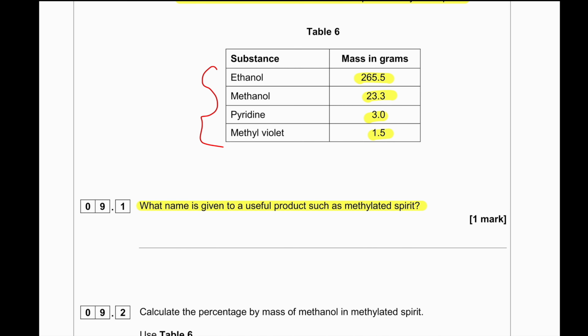Methanol is used to produce methanoic acid. What type of substance reacts with methanol to produce methanoic acid? In order to convert any alcohol to a carboxylic acid, we must carry out a process of oxidation. So to do oxidation, we require an oxidizing agent.